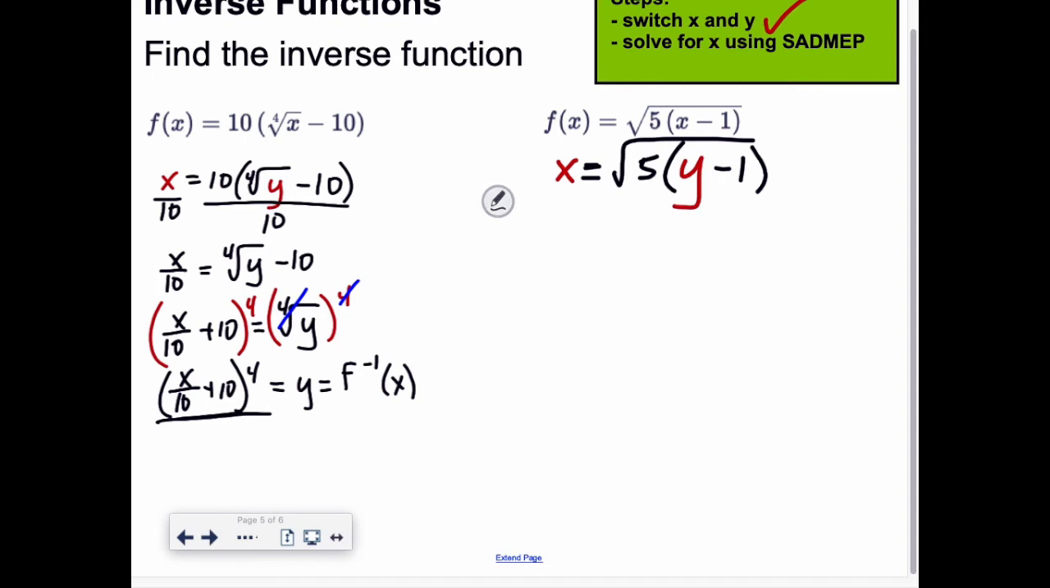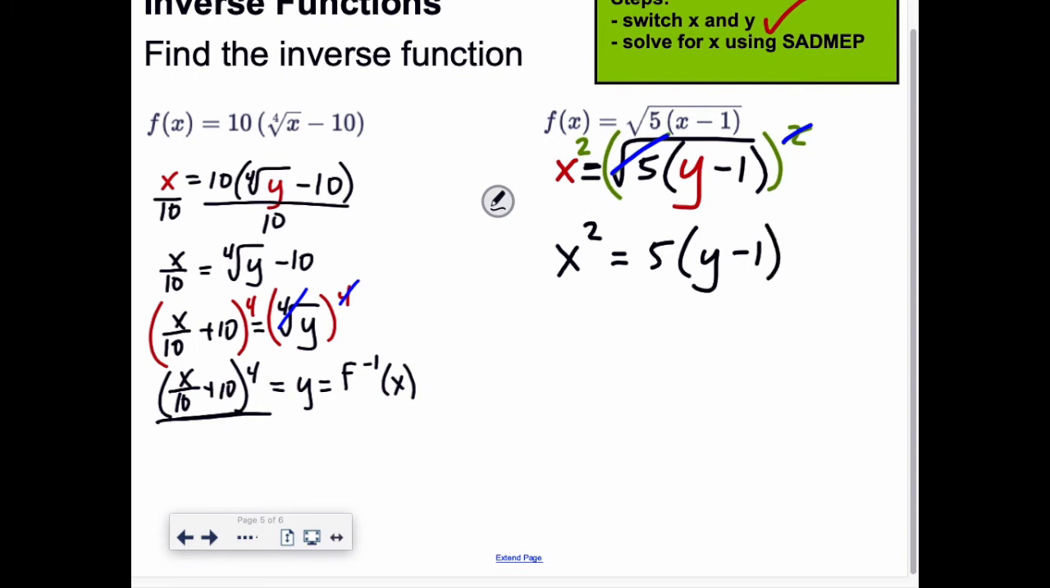I've got to get rid of that square root, so I'm going to square both sides. The square root and the square are going to cancel. I'll do that in a different color. So that means I'm going to be left with x squared is equal to 5y minus 1.